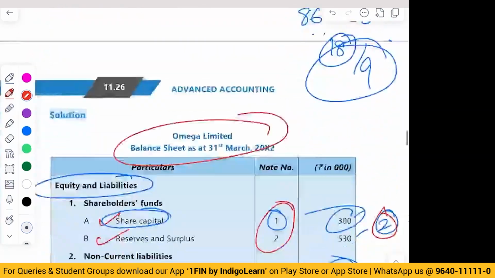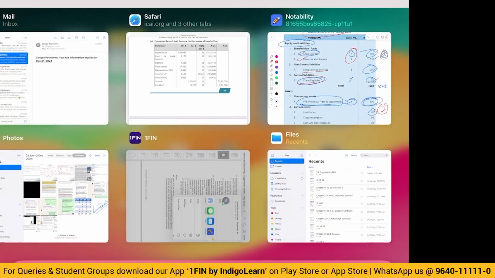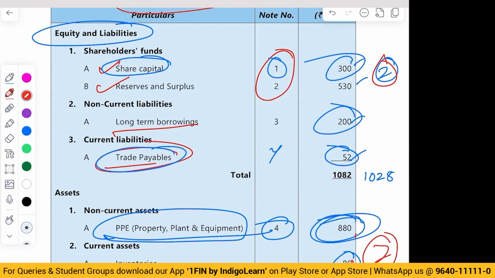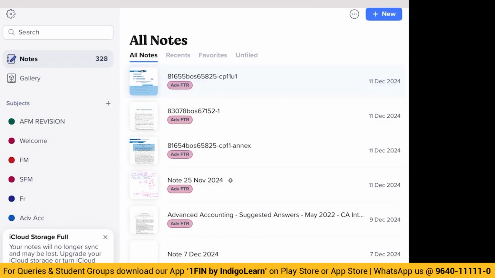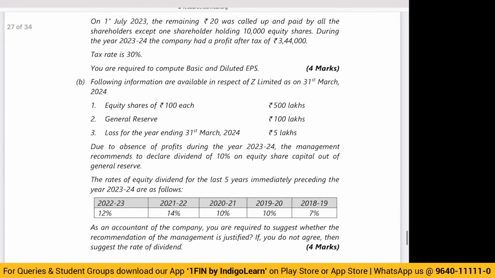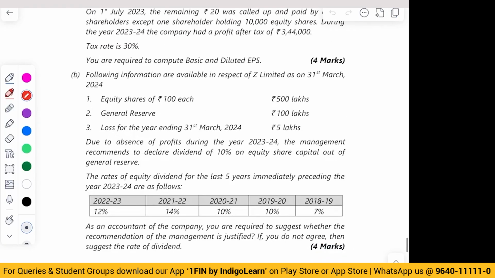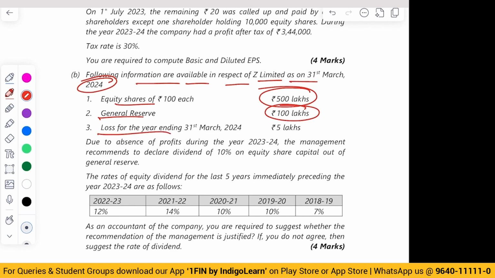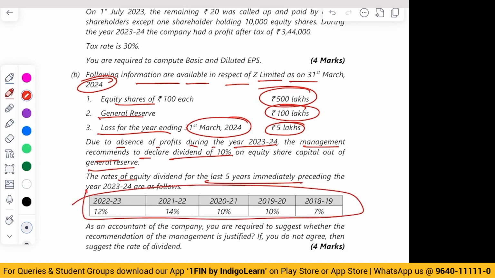Okay. Now, there is a similar question in an examination of May 24, I think. A 4-mark question. I'll open it. Following information is available in respect of Z Limited as on 31st March 24. Equity 500 lakhs, general reserve 100 lakhs, loss for the year ending 31st March 24 is 5 lakhs. Due to the absence of profit during the year, the management recommends to declare dividend of 10% out of general reserve. Rates of the last 5 years are given below. As an accountant, you are required to suggest whether the recommendation of the management is justified, and then suggest the rate of dividend.